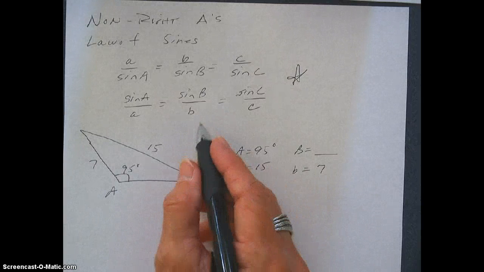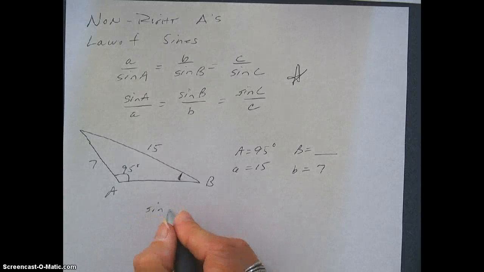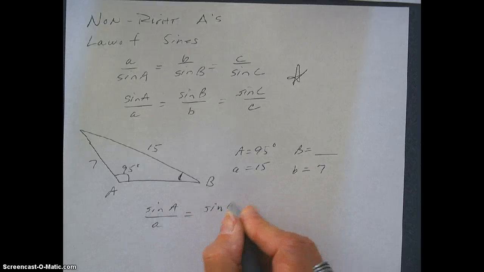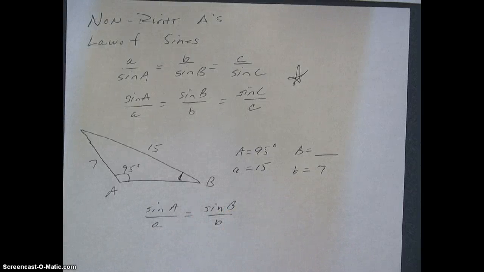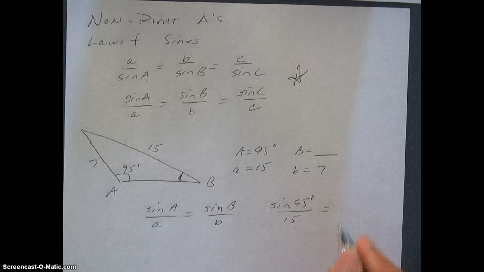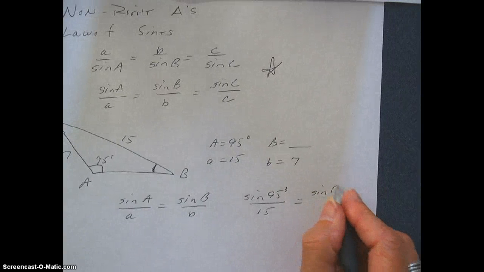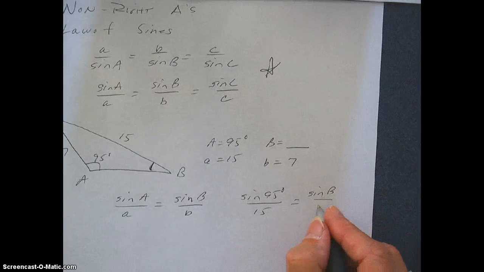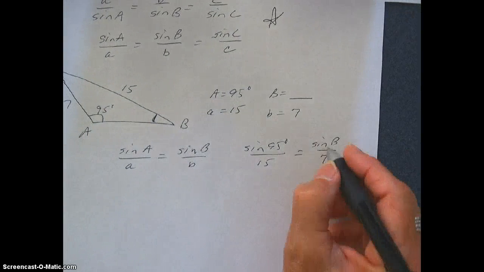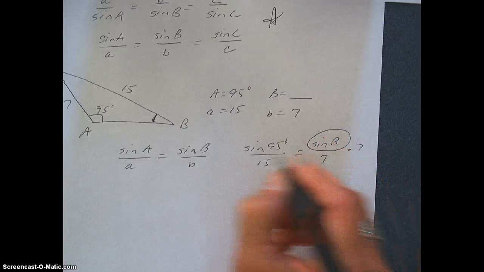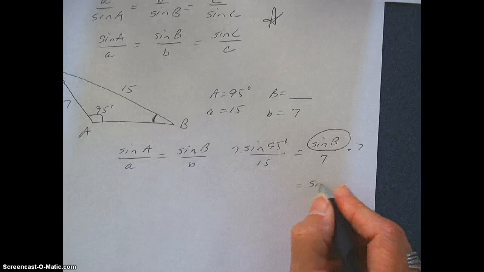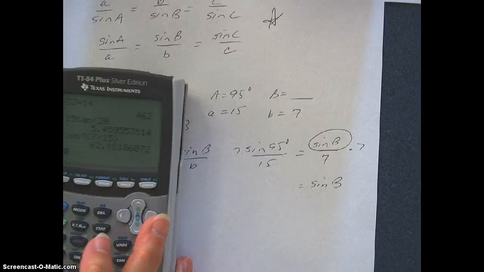So we'll use the law of sines where angle B is in the numerator, and we'll plug in what we know. So sine of 95 over 15 equals, we don't know what the sine of B is, over 7, which we do know. So we'll use a little math and we'll try to find what sine of B is. So we'll multiply both sides by 7. And that's what the sine of B will be.